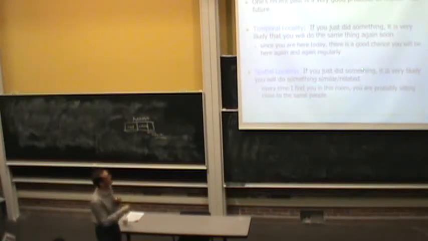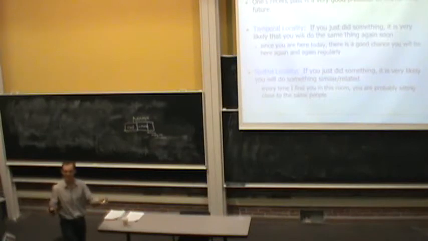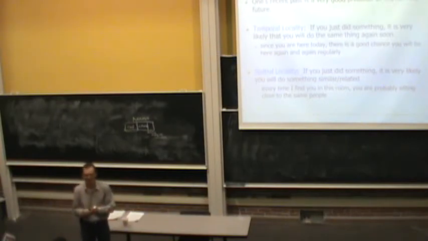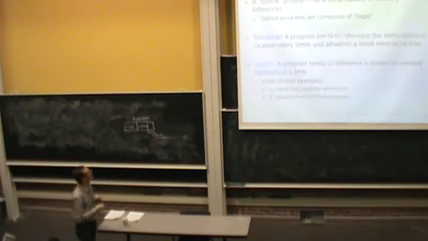Spatial locality, if you just did something, it's very likely you will do something similar or related. So this is stretching the analogy a little bit. But for example, every time I find some of you in this room, you're sitting next to some others, and usually that's predictable. Right? Not always. Sometimes you change locations, but usually there's spatial locality in where you guys sit here.